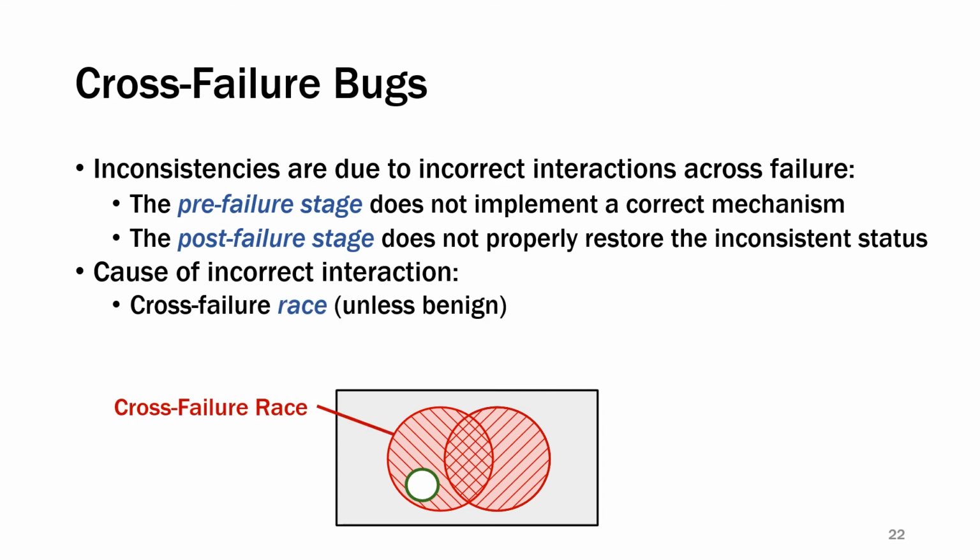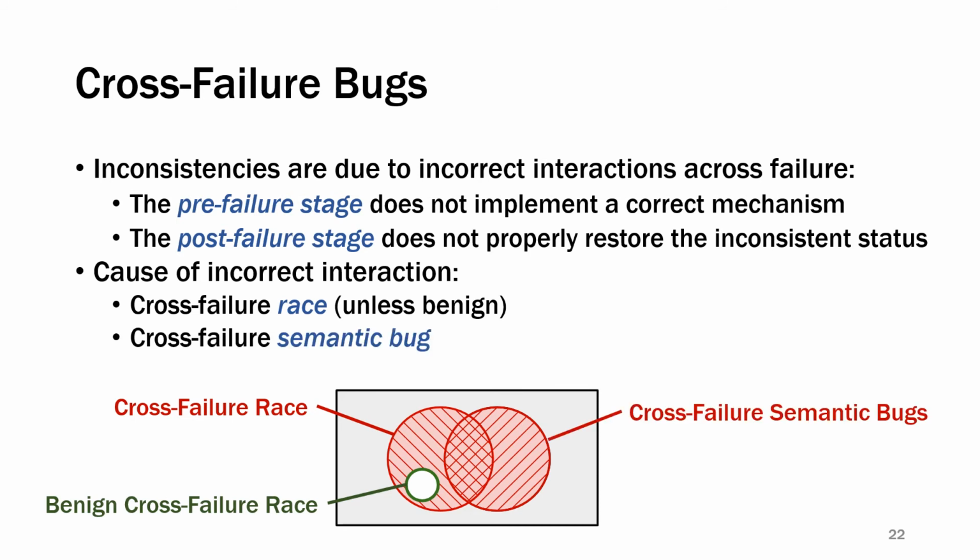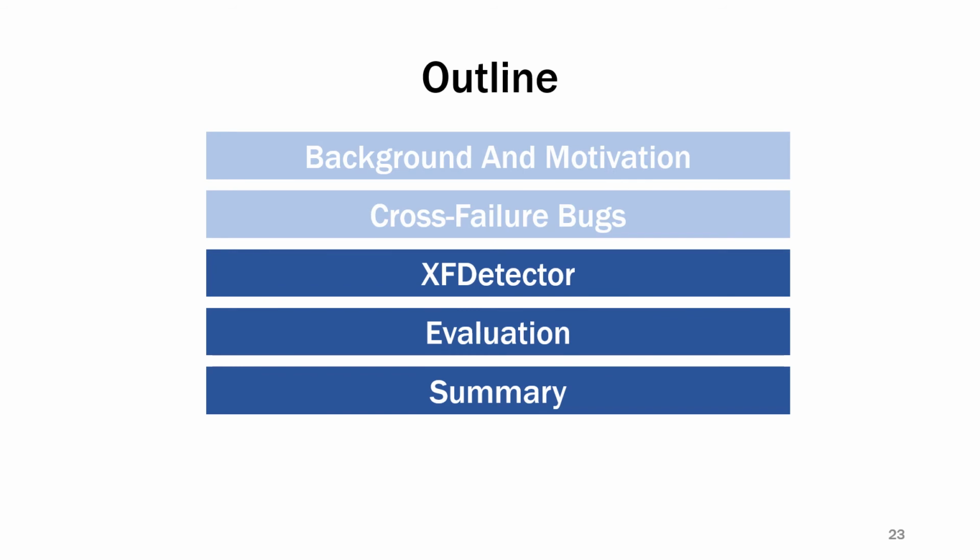And the Venn diagram shows the two types of bugs. First is the cross-failure race. It is a bug unless it is benign. And the second type is a cross-failure semantic bug. In addition, one bug can be both a cross-failure semantic bug and a cross-failure race. For example, a semantically inconsistent location can also be non-persistent. And other types of bugs are out of scope because these can be detected by existing testing tools such as Valgrind and GDB. Next, I'll talk about our tool, XFDetector.